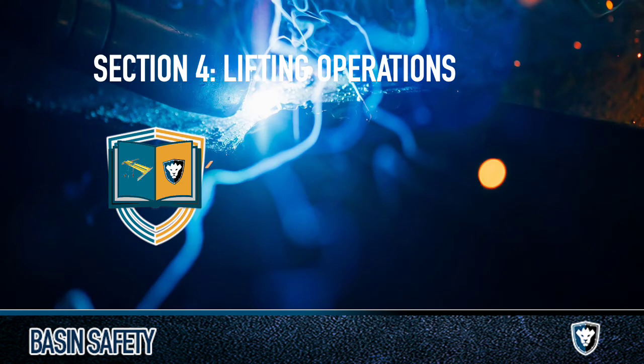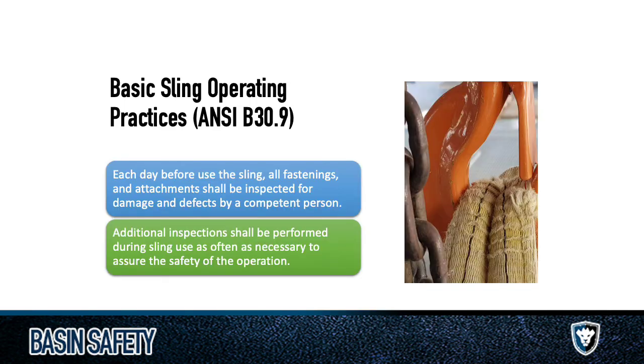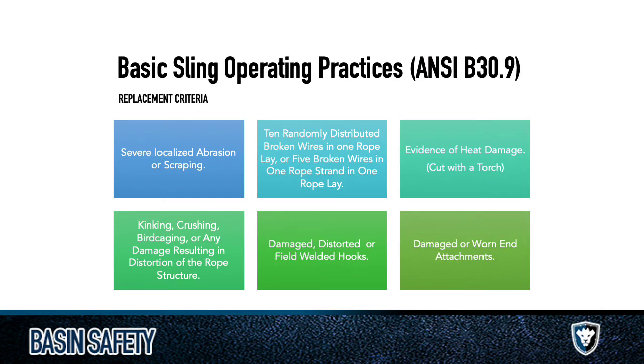So lifting operations, when we go to lift, we've inspected everything, we're making sure it's not slipping, now we're going to lift. The basic operations are covered by ANSI as well, B30.9. Each day before use, everything needs to be inspected. And during operations as well, we just need to keep an eye on everything and make sure it's working. So the replacement criteria are pretty clear in ANSI B30.9. OSHA kind of tells us, hey, inspect your sling, replace as necessary. ANSI B30.9 gives us very clear criteria of when we need to replace that equipment. So just kind of keep that in mind. That does exist, and it's very similar to chains.